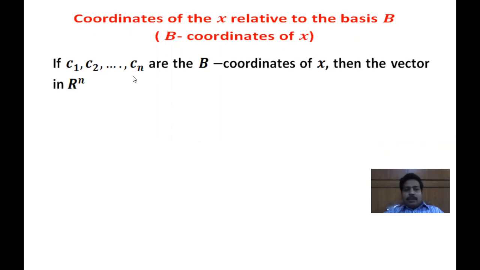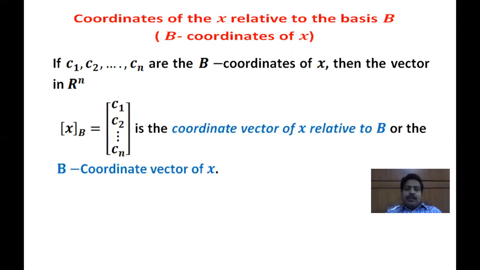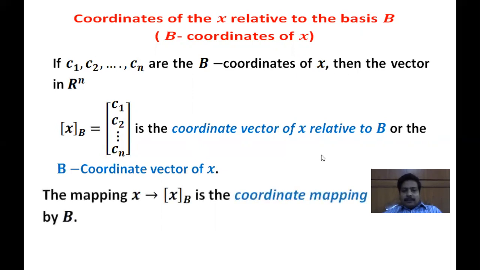So if c1, c2, and so on cn are the B coordinates of x, then the vector in Rn, if these are arranged in a column matrix, we can call it the coordinate vector of x relative to B. That is denoted by [x]_B, the coordinate vector of x relative to B, or the B coordinate vector of x. So the B coordinate vector of x is a column matrix whose entries are the unique weights in the linear combination of x with respect to the basis B. So this is [x]_B, which we call the B coordinate vector of x. The mapping from x to [x]_B is called the coordinate mapping.